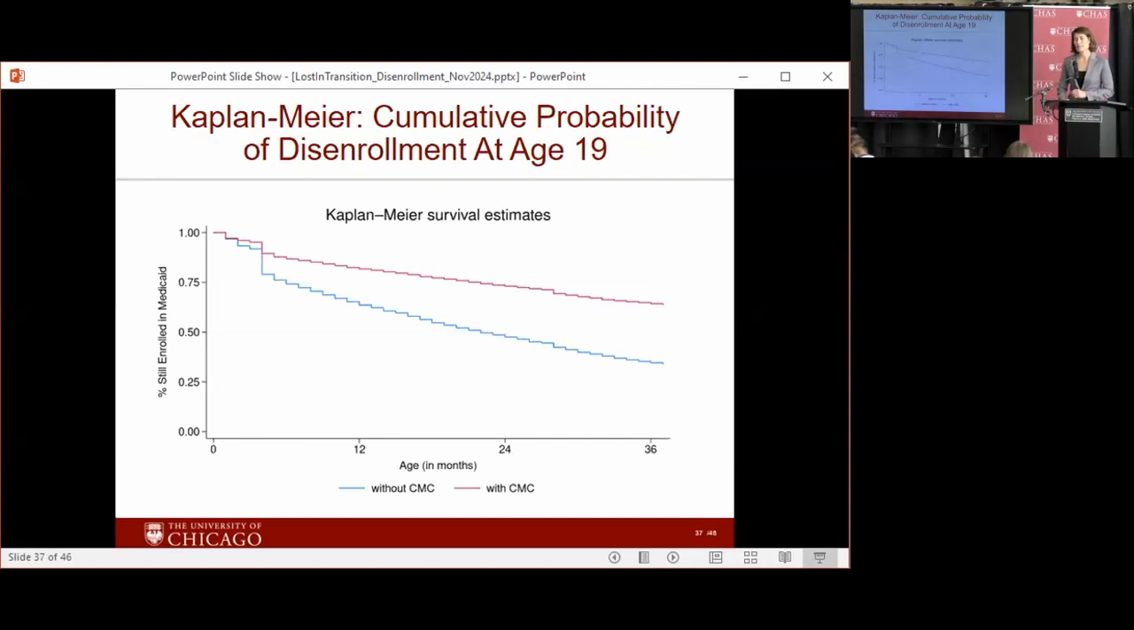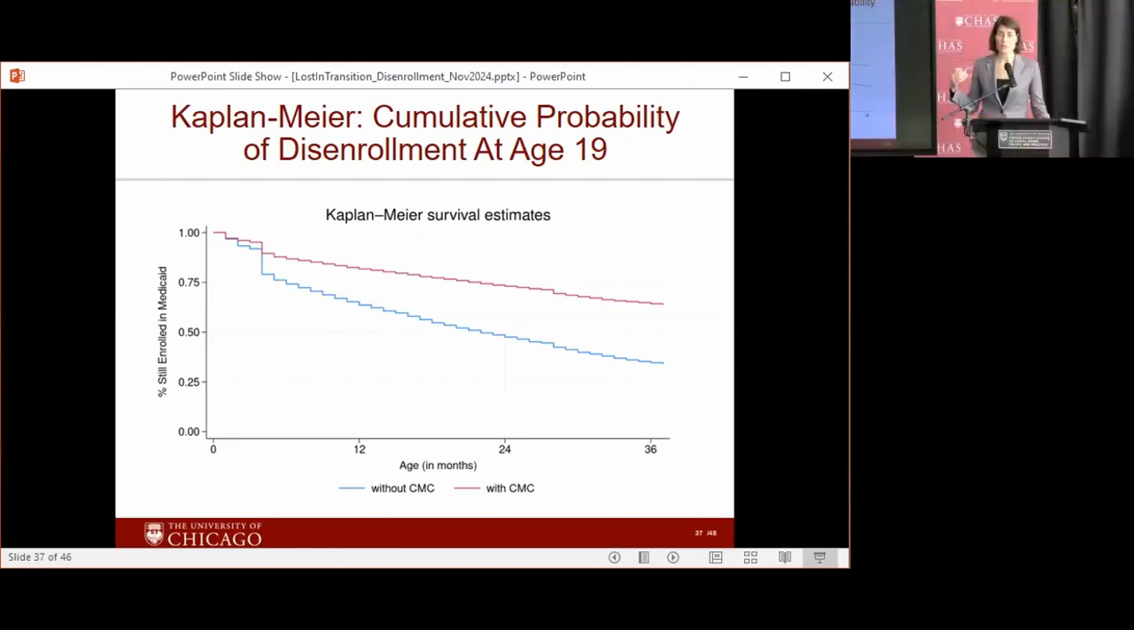And finally, this is a Kaplan-Meier curve. So this is measuring disenrollment in a different way. Instead of disenrollment conditional on enrollment in the previous year, this is measuring the cumulative probability of disenrollment beginning just before somebody's 19th birthday. So the 0 on here is basically 18 years old and 11 months.